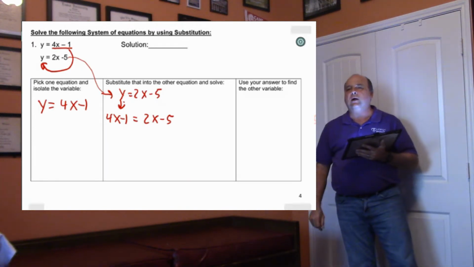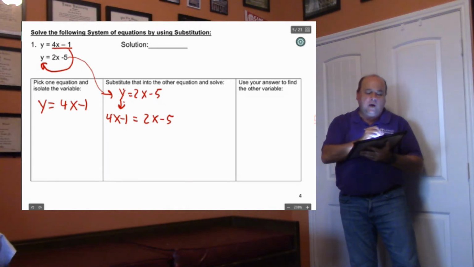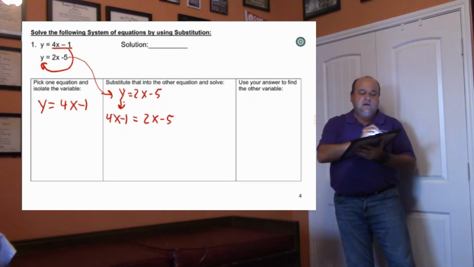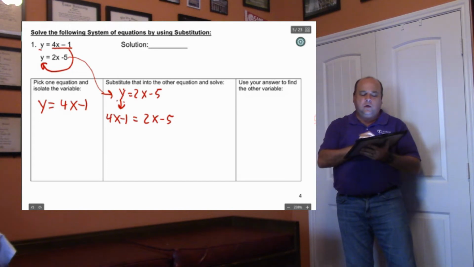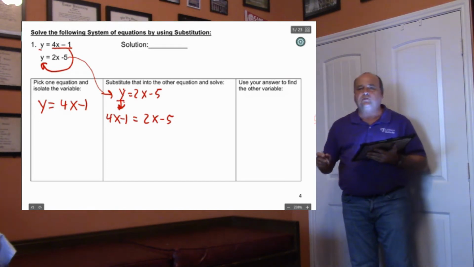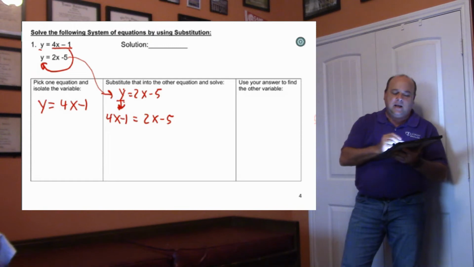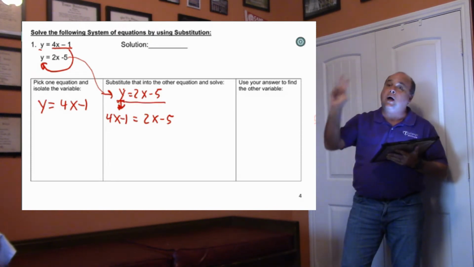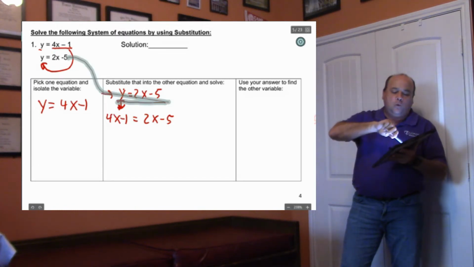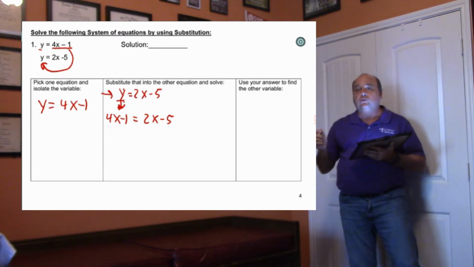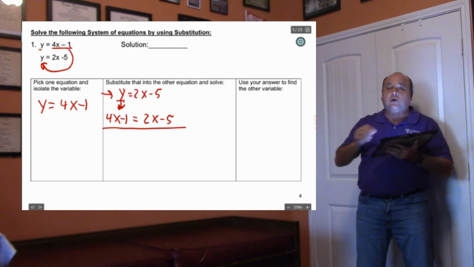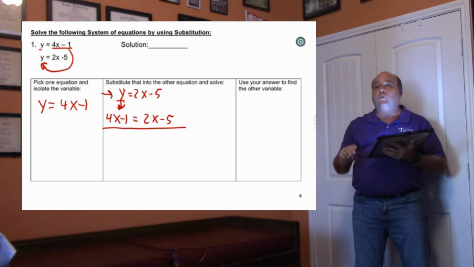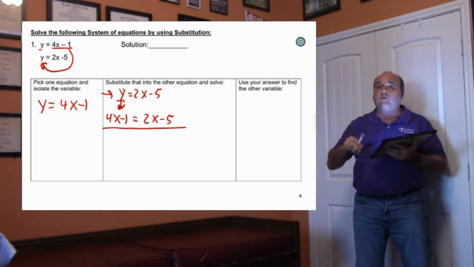Does everyone just see what I did? I replaced this y with that 4x minus 1. I replaced a y for a y. Since y equals 4x minus 1, I can replace that y with 4x minus 1. Notice what happened. In this equation, I have x and y. I cannot solve for x and y because there's two equations. But what happens after I substitute? After I substitute in this equation, I only have x. I have two x's, but I only have one variable x. I can solve for the x now.